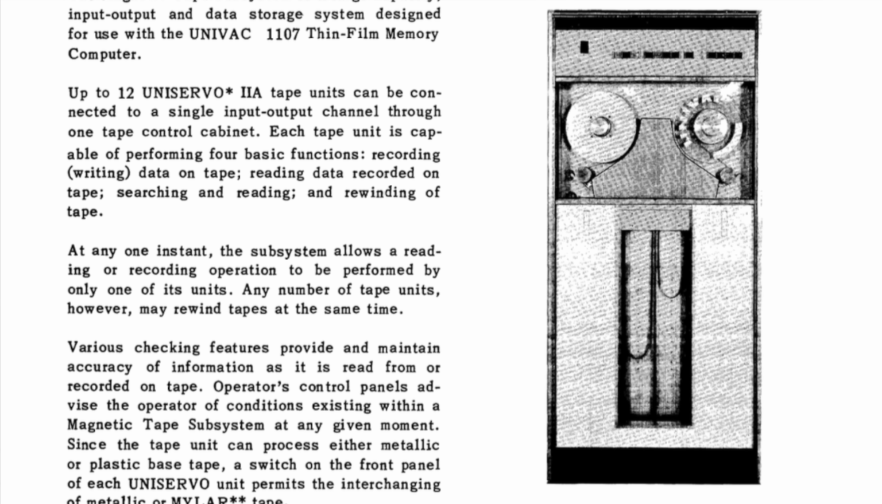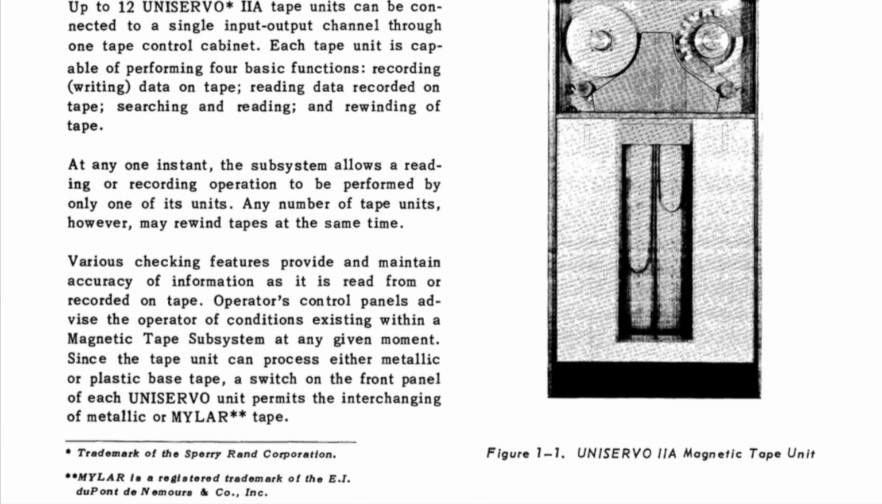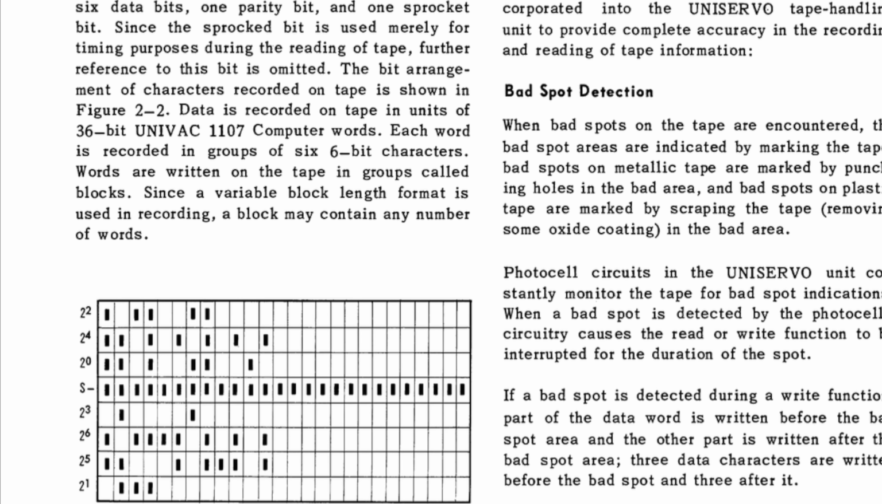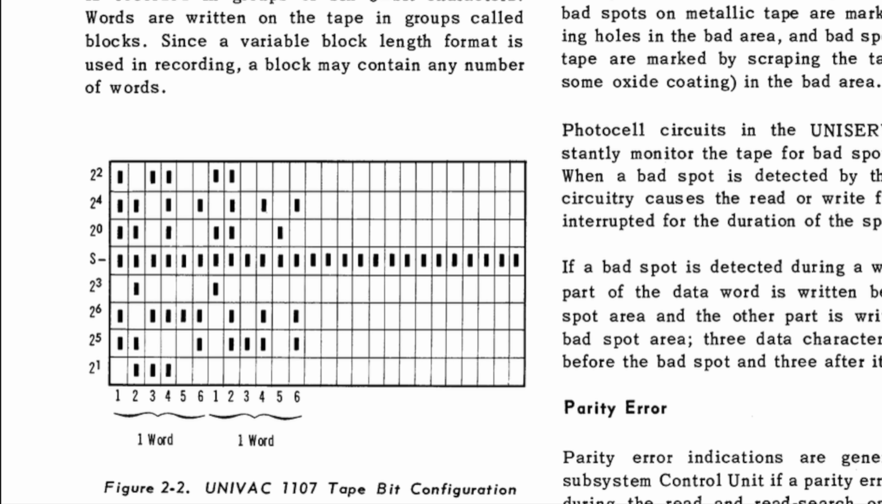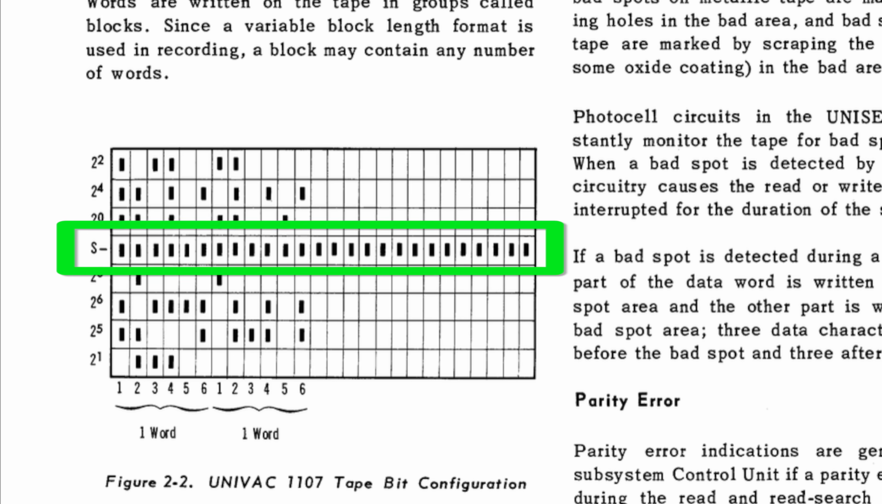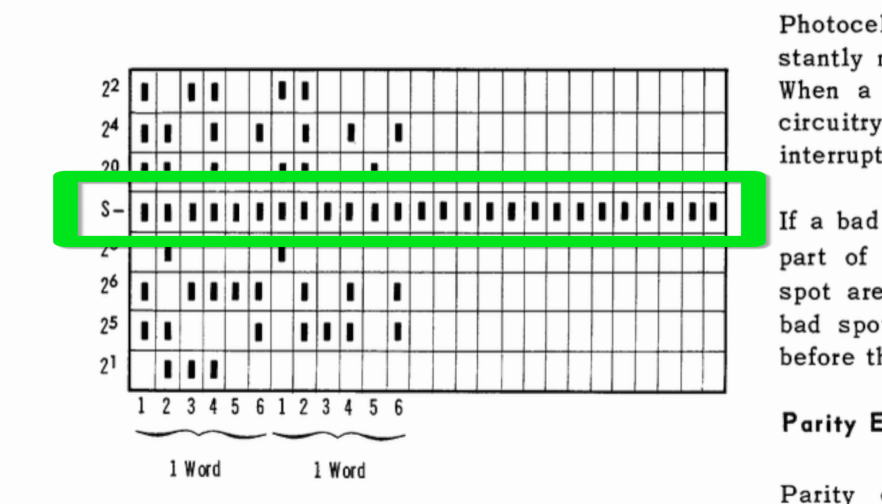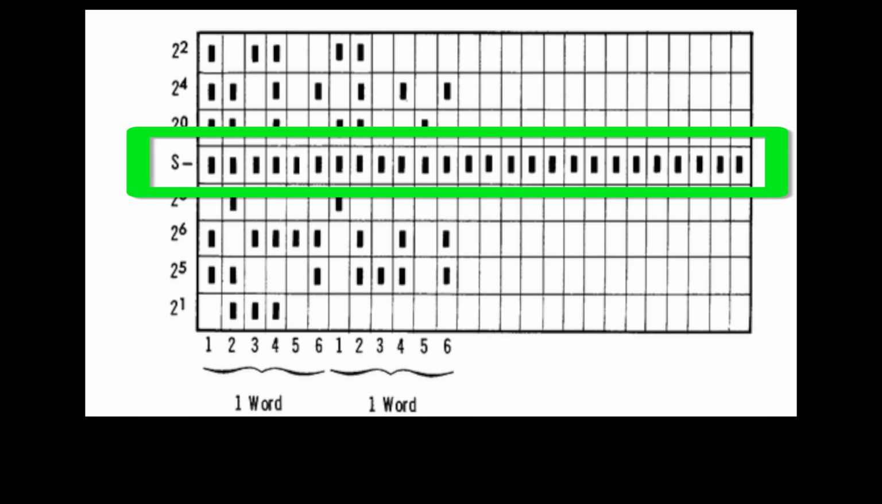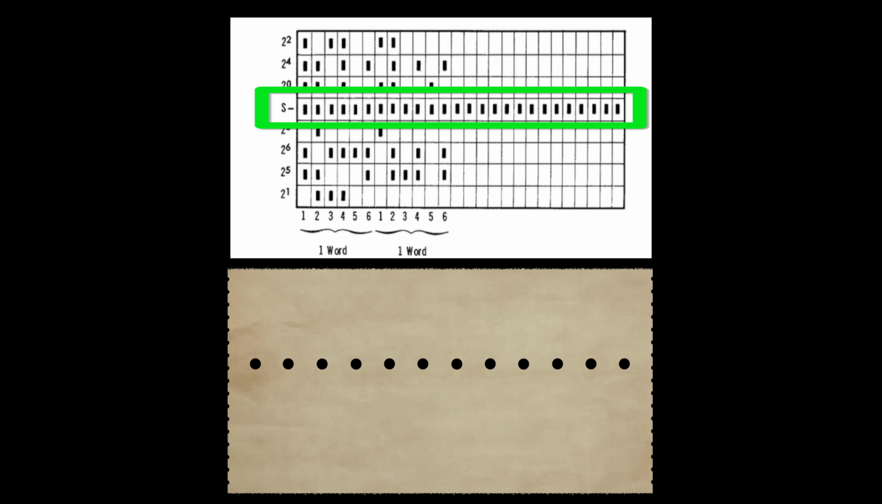The UNIVAC tape storage devices were branded as the Uniservo, and they had a tape format that consisted of 8 tracks, of which 6 represented data, 1 was for parity, and 1 was called a sprocket track, which is appropriately named since it's the same timing principle used on paper tapes.